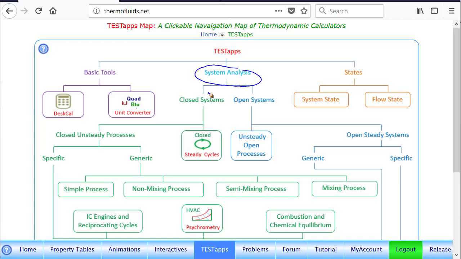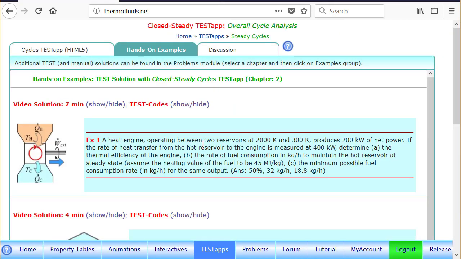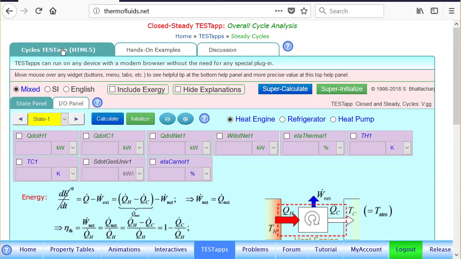it's a system analysis involving a closed system. Heat engine is a closed cycle, and this is our required destination. So we go and click there to launch the app. Go to the HTML5 page, really. A heat engine is the default choice. You can also do refrigeration and heat pump problems using the same app.